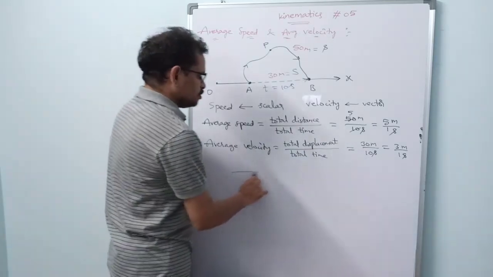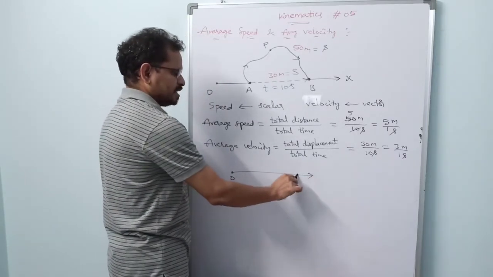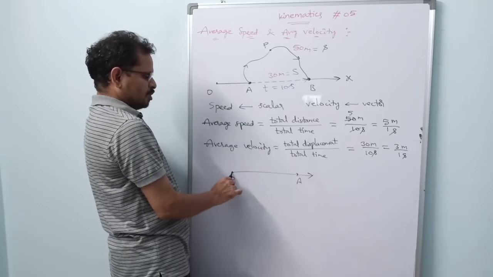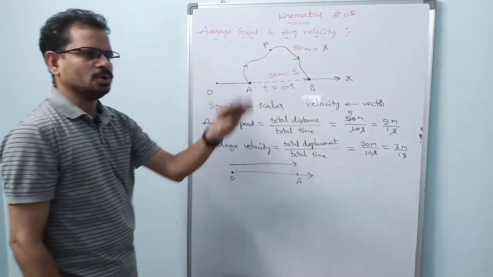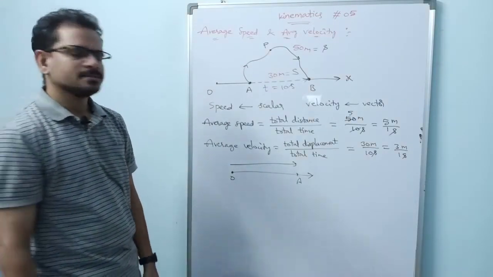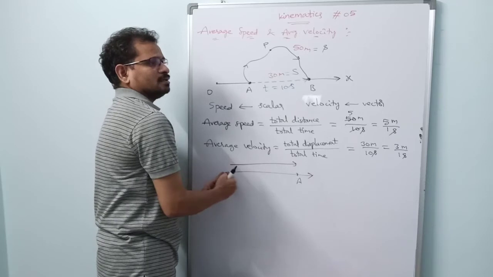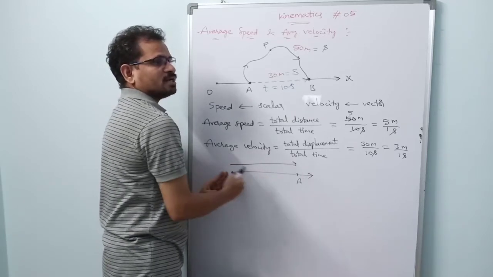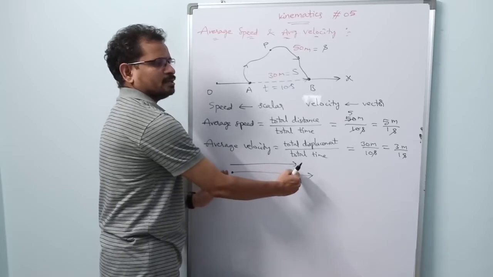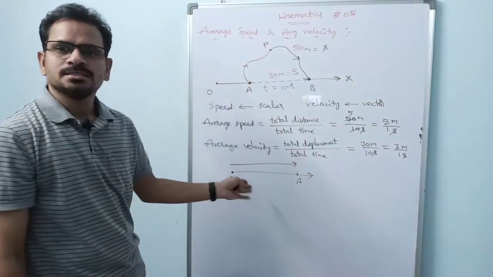See, if a body moves in this direction, it should not turn back. Let us suppose a body starts its journey from O and moves towards A along a straight line O to A. Then what is the distance? Distance is the length of the actual path. What is the actual path? The straight line from O to A. What is the displacement? The same straight line O to A. So in this case distance and displacement are equal.